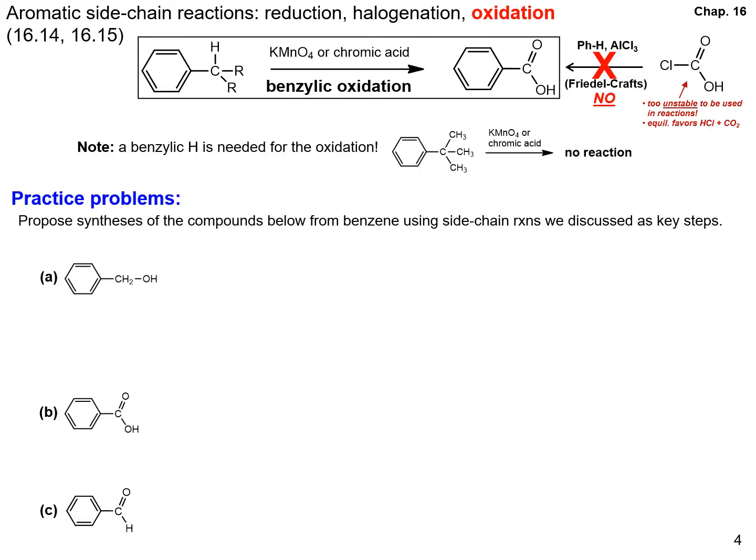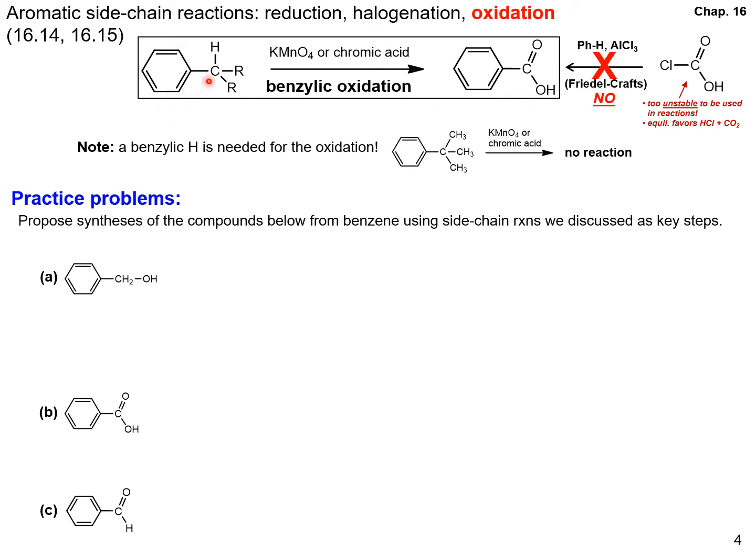You'll recall from our discussion of Friedel-Crafts alkylation that you cannot synthesize an aryl carboxylic acid from an arene by Friedel-Crafts acylation using this. This is unstable and equilibrium favors HCl and CO2. However, you can synthesize this by an indirect method that's shown here.